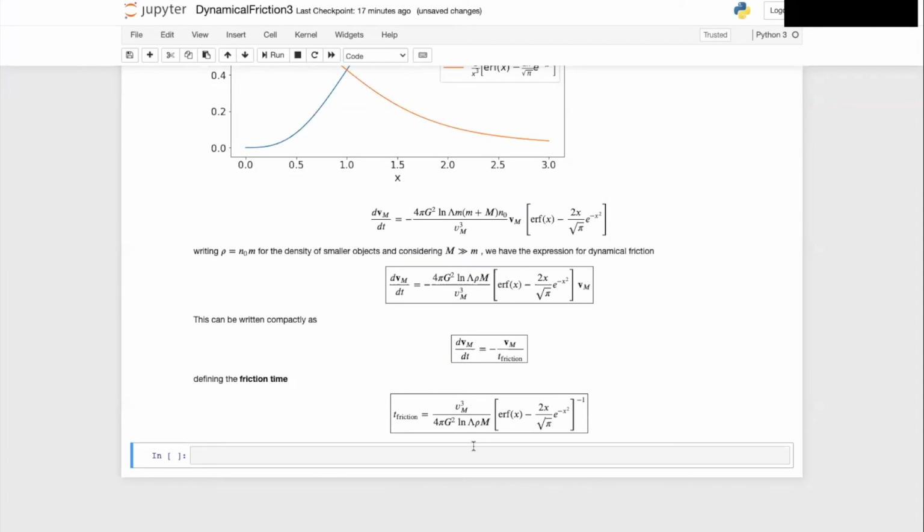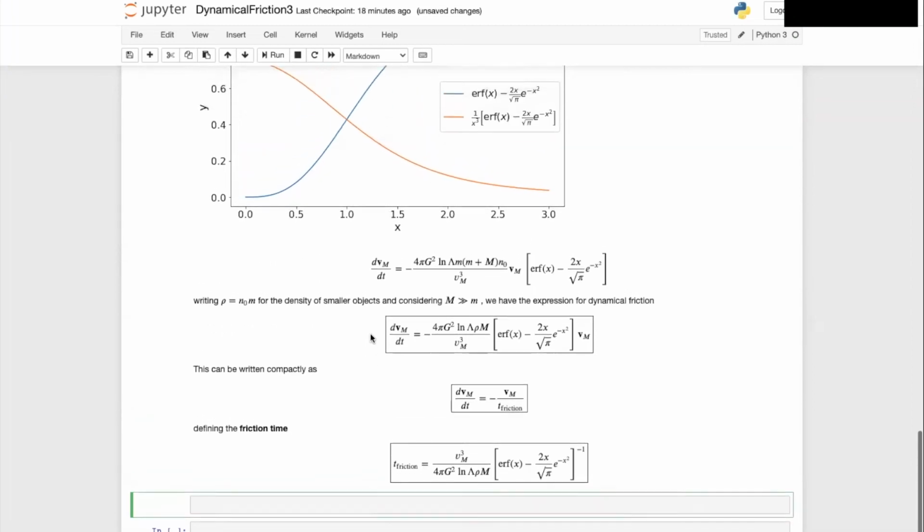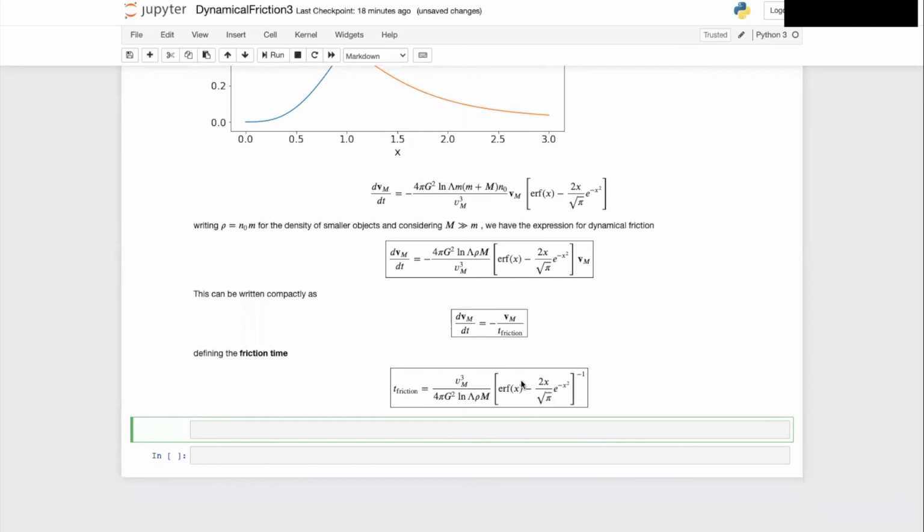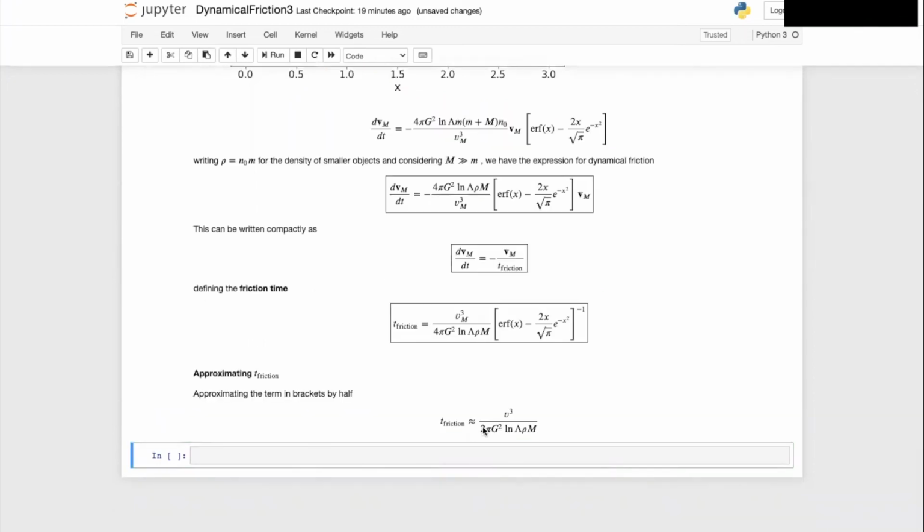Okay, that's not the most enlightening, but let's consider a limiting case so that we can see what value of the friction time we get. If we go back to the figure, we have here that this value of the function in parentheses, in the range of interest, is about a half. So we can approximate this by 2. It's going to cancel this 4. So I have this expression for the friction time.